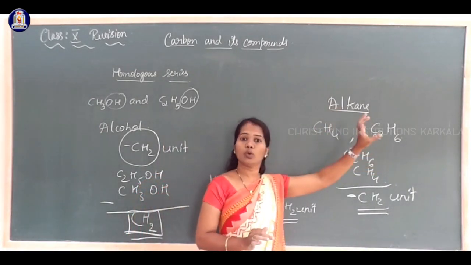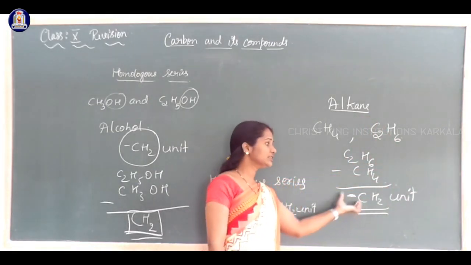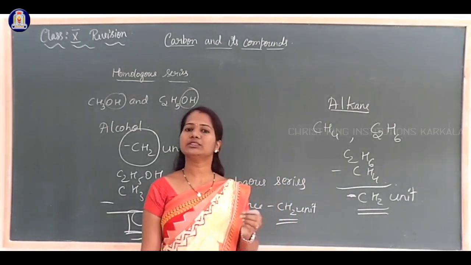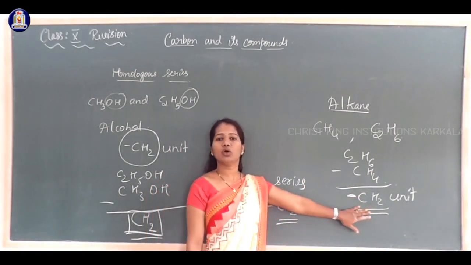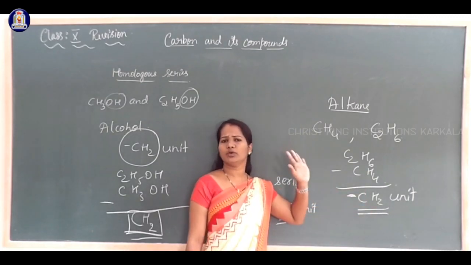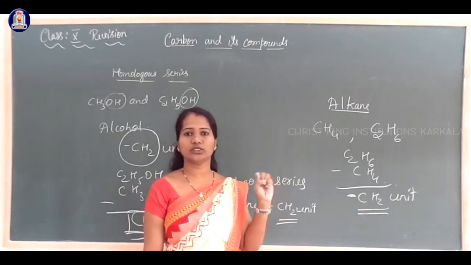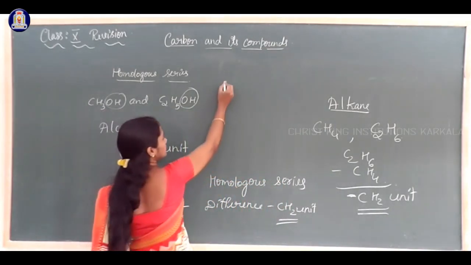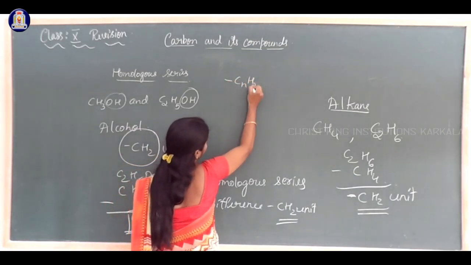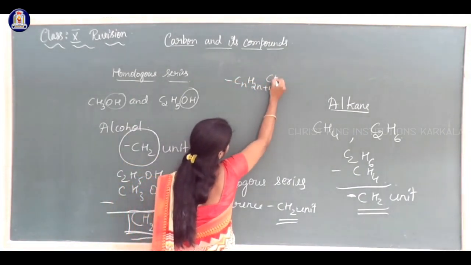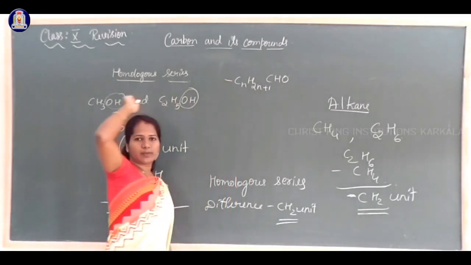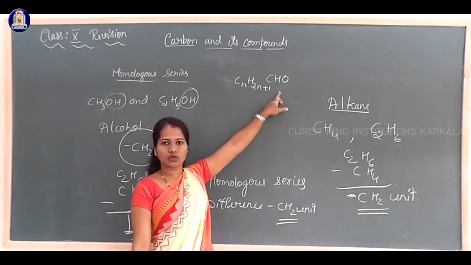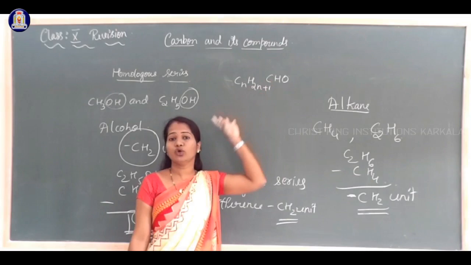These compounds show homologous series because the difference is a CH2 unit. The difference between two successive compounds is a CH2 unit. Therefore, they show homologous series. Any compound can be asked like this. Once a question is given like this, the general formula of a compound is CnH2n+1 CHO.